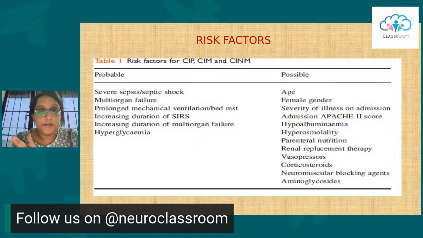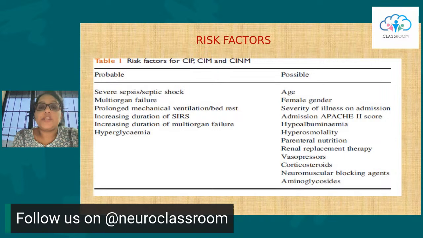Then you have other possible risk factors as well. Age. Studies have shown that with advancing age and more frailty, there is more chance of developing a critical illness myopathy or neuropathy. Female gender is more predisposed, studies have shown. Then, depending on the severity of the illness of the patient at the time of admission, the type of admission, a patient who was more severe with a greater APACHE II score tends to have more risk to develop CIP or CIM.